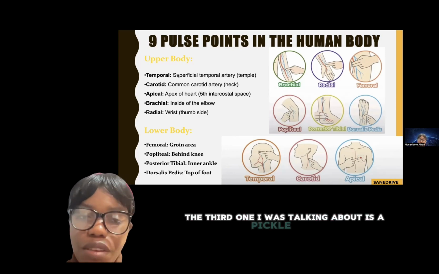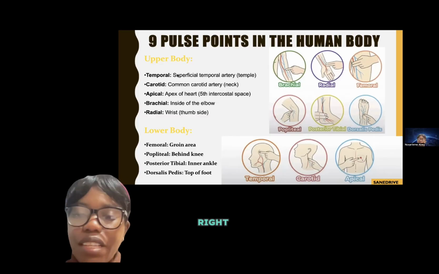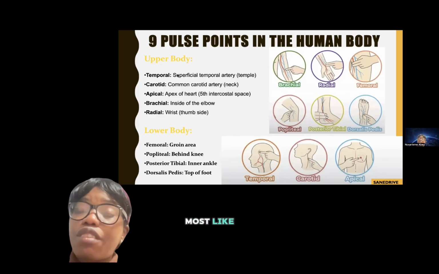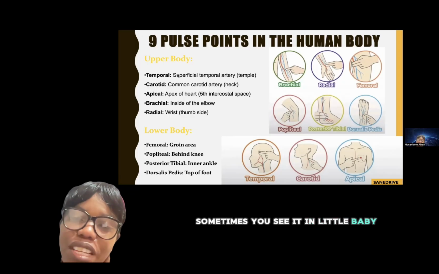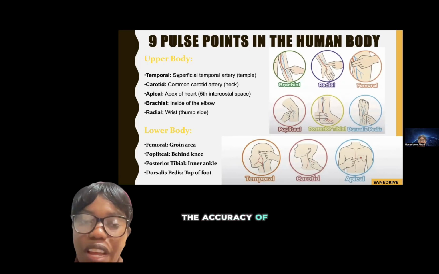The third one that we're talking about is the apical pulse. This is usually close to the heart, right at the apex of the heart. Sometimes you're trying to feel it like you're feeling the heartbeat. Sometimes you see it in a little baby. It's usually very conspicuous, and it takes the accurate measure of the heart rate most times.